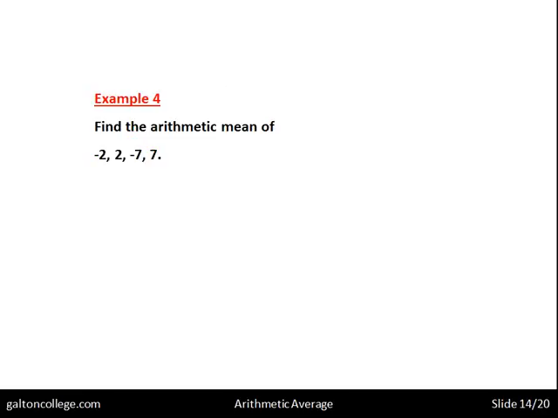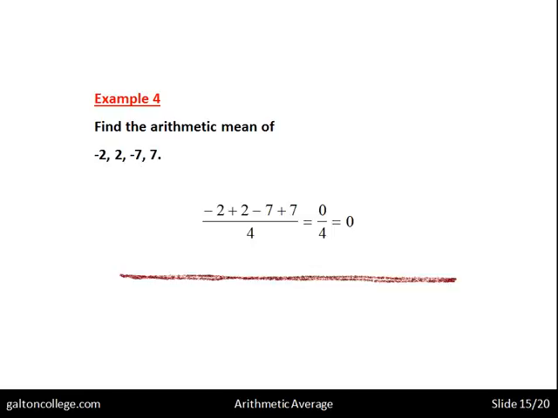Find the arithmetic mean here. Now this is an interesting set of numbers, because minus 2, plus 2, minus 7, plus 7. Well, add it up. Minus 2 plus 2, minus 7 plus 7 is equal to 0. These cancel out. We have 4 numbers, so we divide by 4. 0 divided by 4 is 0. If you divide nothing by 4, you still have nothing.